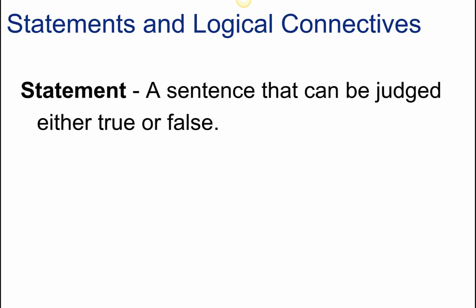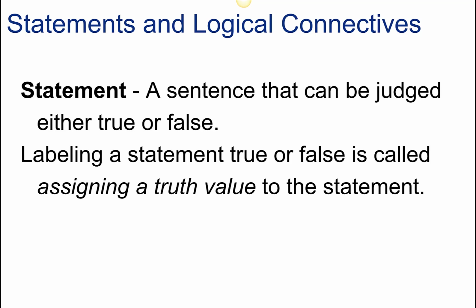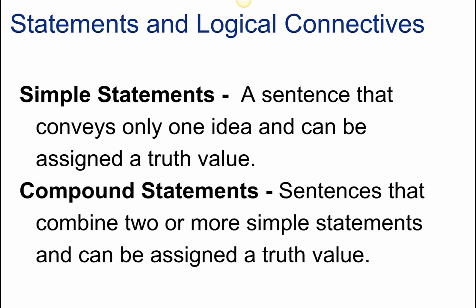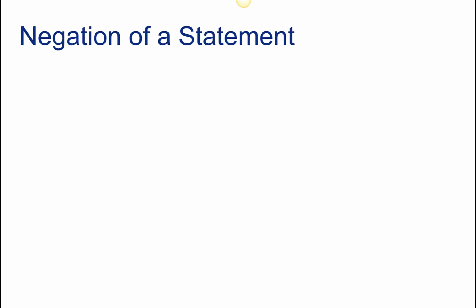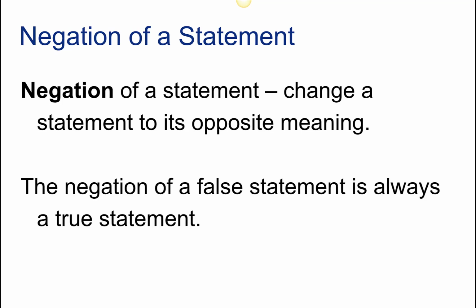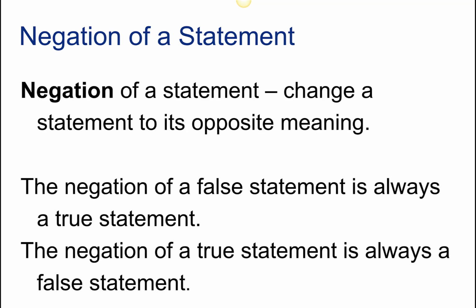A statement is a sentence that can be judged true or false. Labeling a statement true or false is called assigning a truth value to the statement. Simple statements: a sentence that conveys only one idea and can be assigned a truth value. Compound statements are sentences that combine two or more simple statements and can be assigned a truth value. The negation of a statement is to change the statement to its opposite meaning. The negation of a false statement is always true. The negation of a true statement is always false.